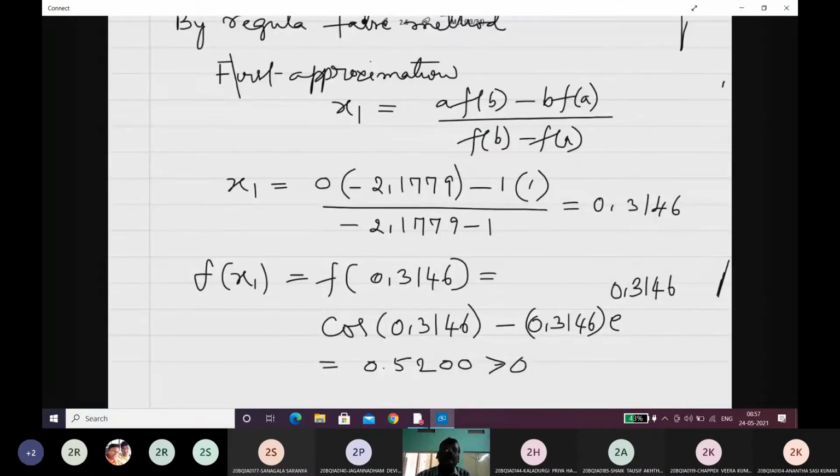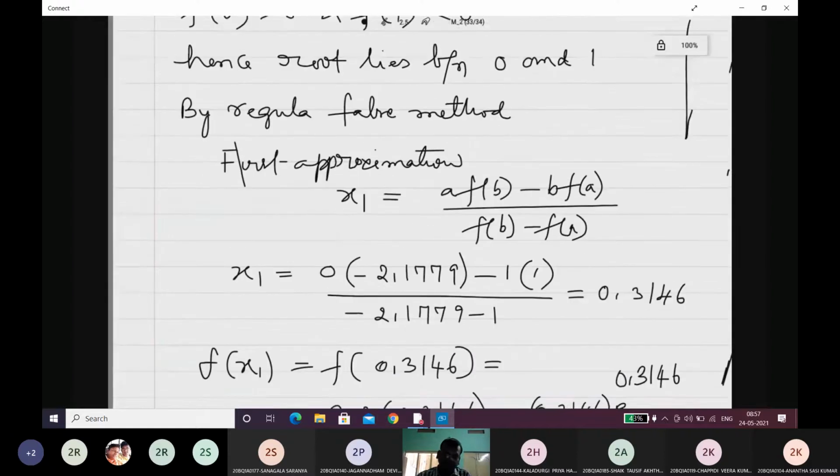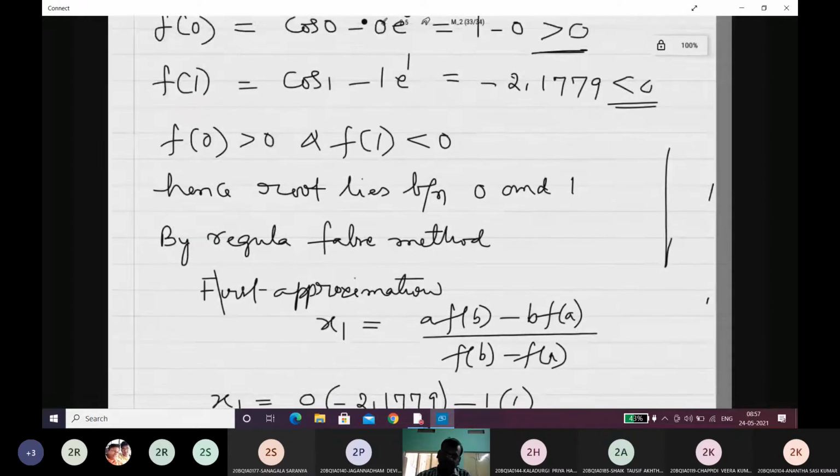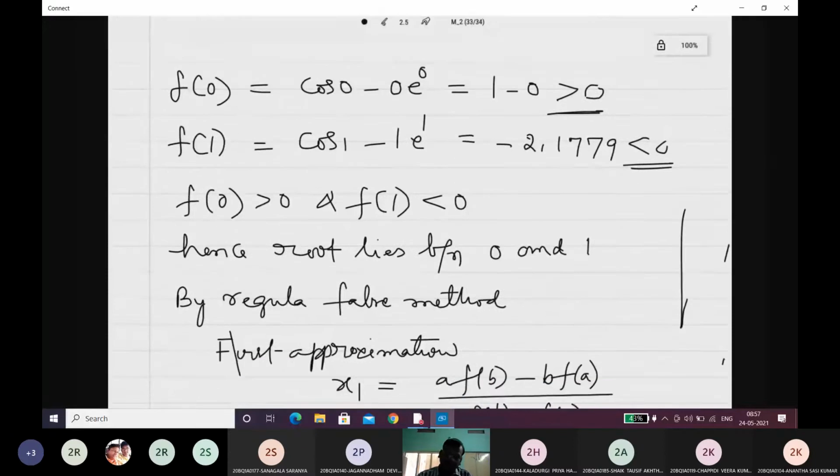Yeah, this is the previous problem. Let us see once again. What is the problem here?